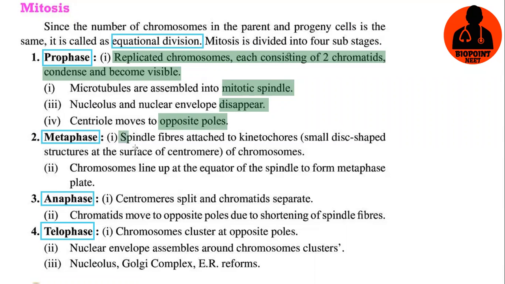Metaphase. Spindle fibers are attached to the kinetochores of the chromosomes, and the chromosomes align at the equatorial plane, lining up at the equator of the spindle to form the metaphase plate. This is what happens in the metaphase stage.